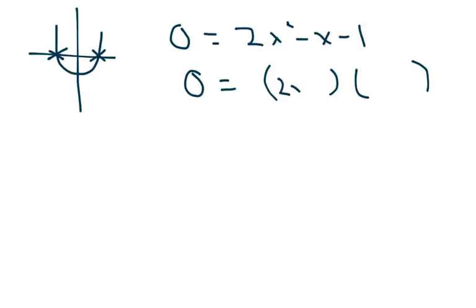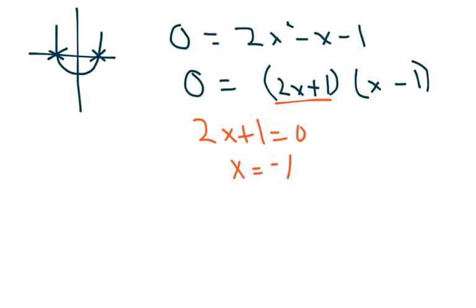So we know it's 2x and x, and we know it's 1 and 1. Which one's negative? This one's going to be negative, and this one's going to be positive. Then you set each piece equal to 0. So we have 2x plus 1 equals 0, so x would be negative 1/2. In this case, set this to 0, and it's clearly x equals 1.